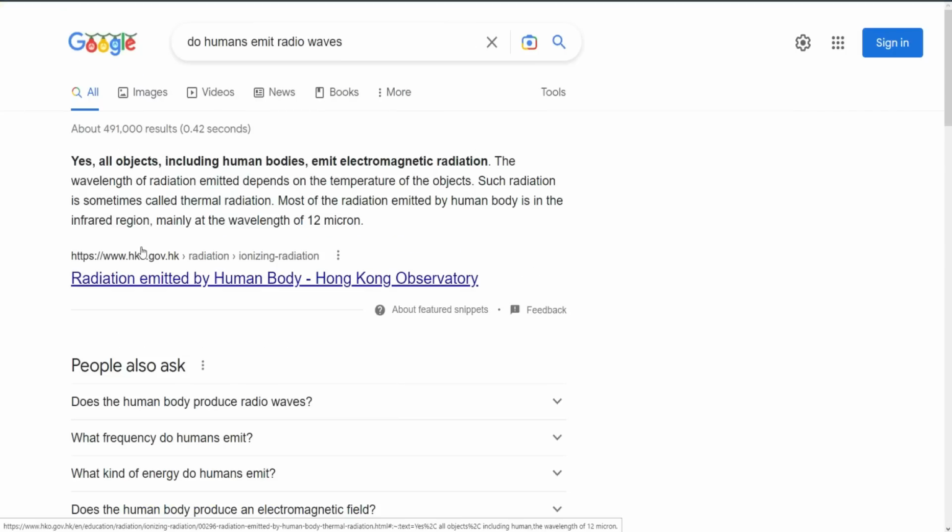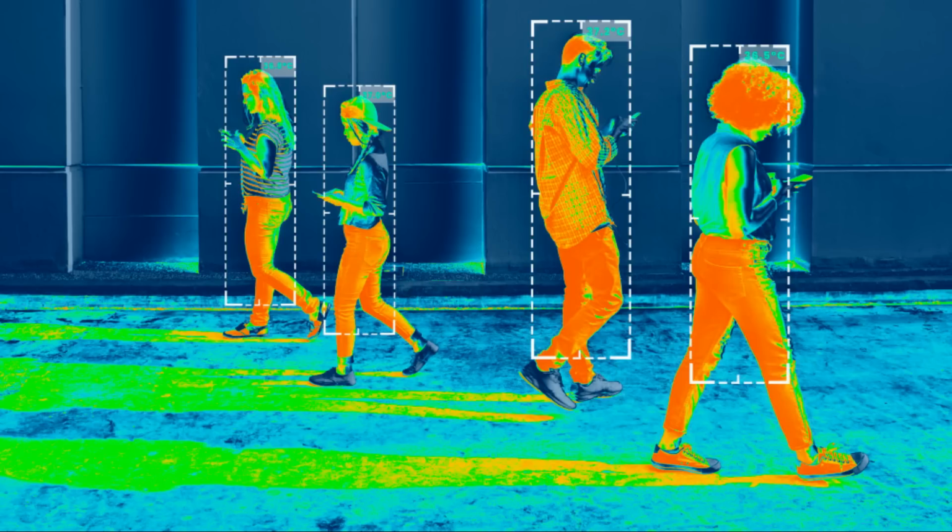Yes, all objects, including human bodies, emit electromagnetic radiation. The wavelengths of radiation emitted depend on the temperature of the object. Such radiation is sometimes called thermal radiation. Most of the radiation emitted by a human body is in the infrared region, mainly at the wavelength of 12 micron. So this got me thinking. I don't know, guys, sometimes it's dangerous when I start thinking, but nonetheless, this is what I came up with, and I think some of you might find it intriguing, interesting, and some will think I'm crazy, but here goes.